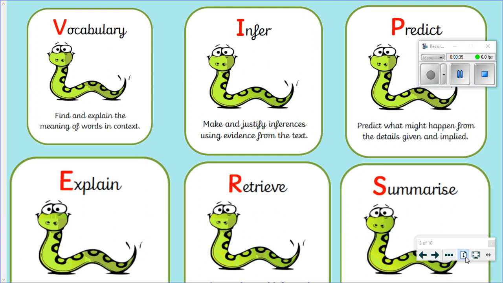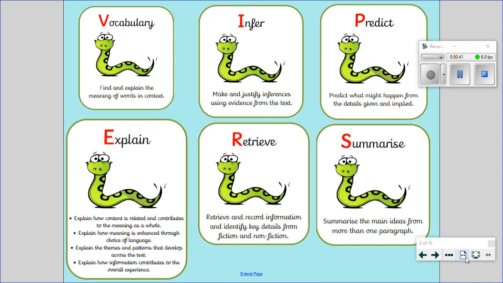I'm just going to make that a little bit smaller so I can see them all. We have V for vocabulary, I for infer, P for predict, E for explain, R for retrieve, and S for summarize. And today's focus: retrieve. So remember, retrieve is where we're going to find the answer in the text. Retrieve means to take out of something, so we're going to take the answer from the text.